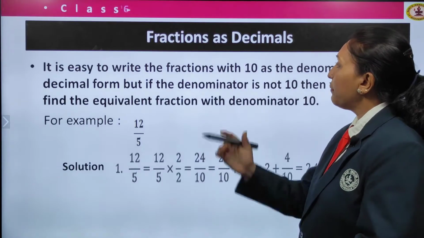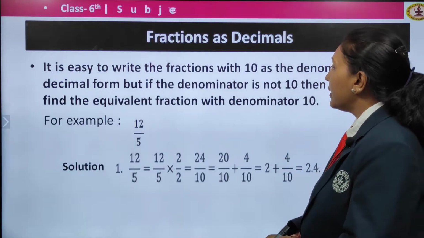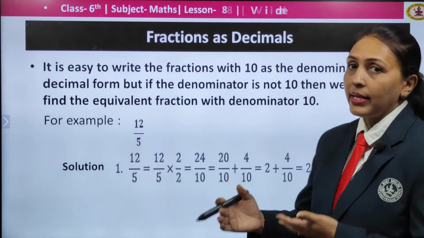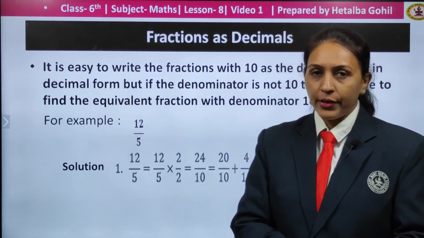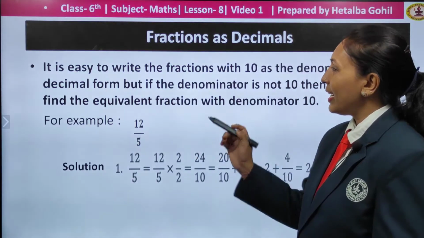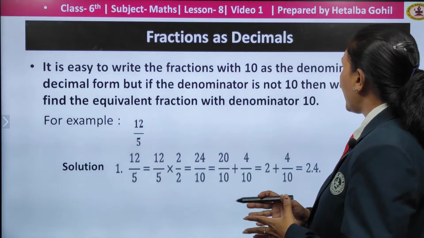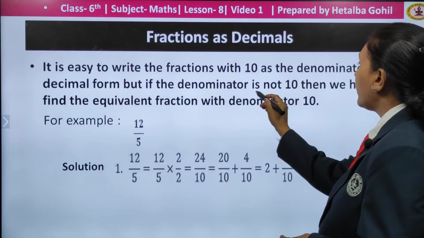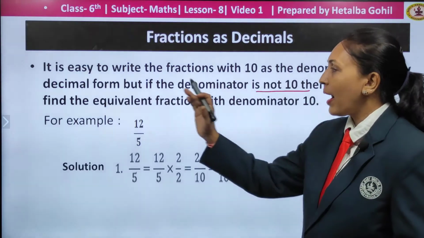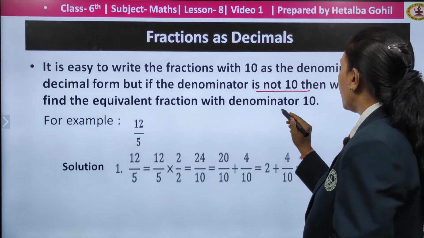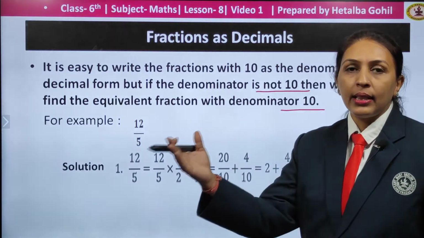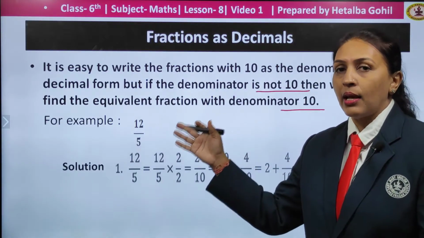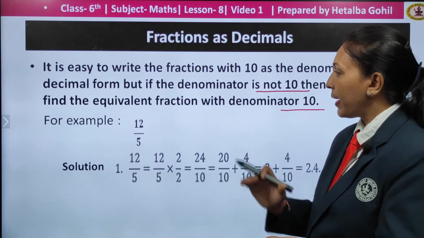Now children, the fractions you can write as decimals also, and the decimals also you can put in the form of fractions. It is easy to write the fractions with 10 as the denominator in the decimal form, but if the denominator is not 10, then we have to find the equivalent fraction with the denominator 10, or the powers of 10, that is 10, 100, 1000. Conveniently you can find it.